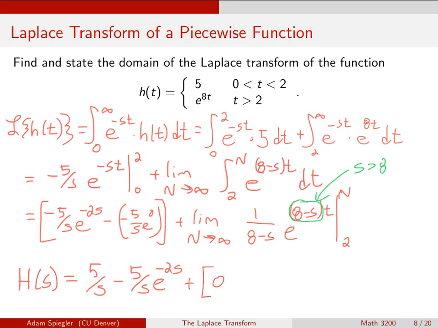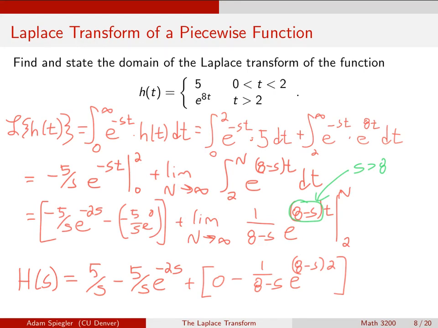So the upper limit is going to go to 0, and then for the lower limit, we're going to have a negative 1 over 8 minus s, times e to the 8 minus s, and now I plug in 2 for t. So that would be our Laplace transform.